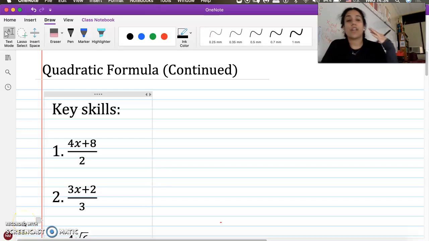All right, in this lesson, we are going to continue doing examples of the quadratic formula. But before we even do that, I need to show you some key skills that you need to have in order to do this well. So here's the first thing you need to know.